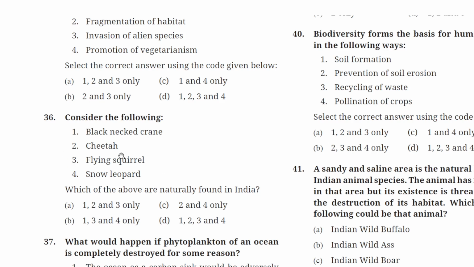Naturally found are cheetah and snow leopard, but black-necked crane is not naturally found, and flying squirrel is also naturally found. So answer is C, 2 and 4 only. No, but I think black-necked crane is also found, and a flying squirrel is also found, and snow leopard is also found. Basically, only cheetah is not found. Answer should be B. 36 is B. Okay, I'm sorry.